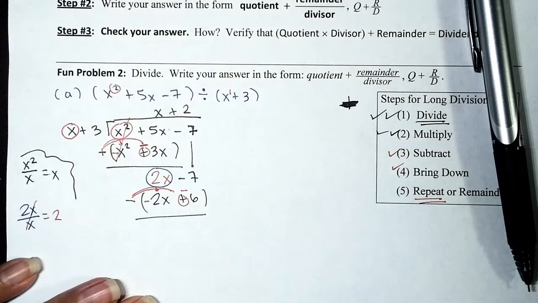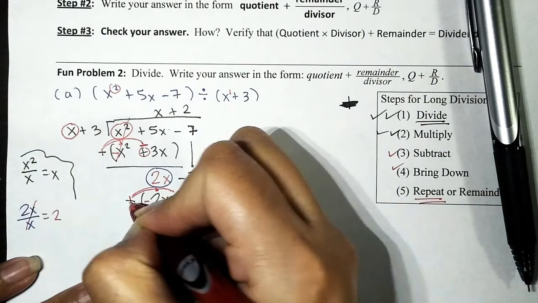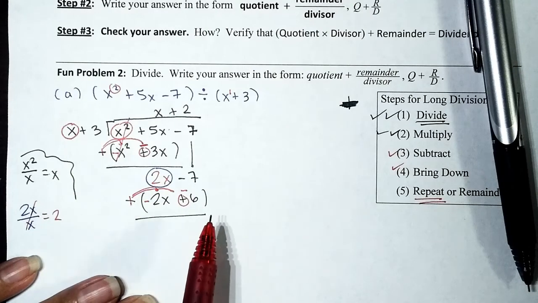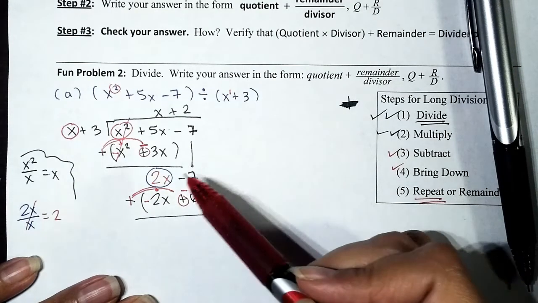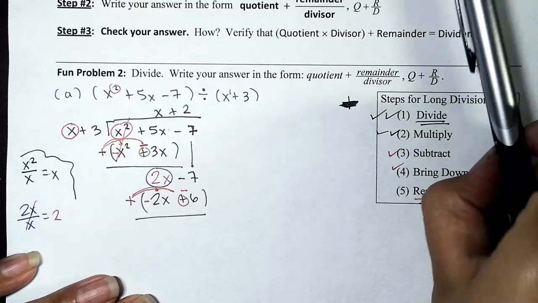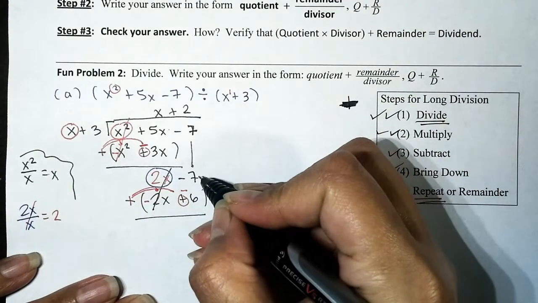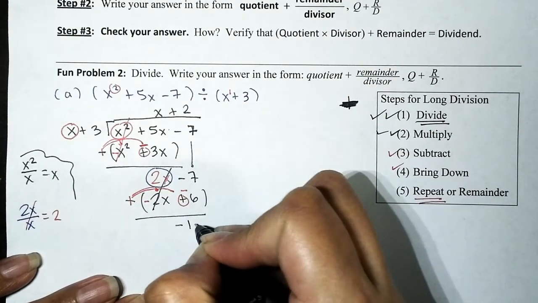We just took care of the subtraction sign, so now we can safely add what we say we're going to do, which is add the opposite. 2x minus 2x will give us 0, or we say it cancels. Negative 7 minus 6 will give us negative 13.